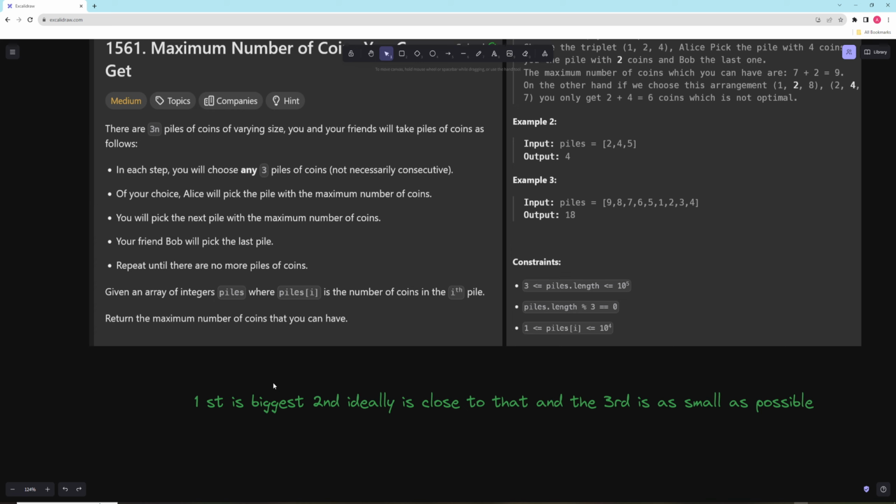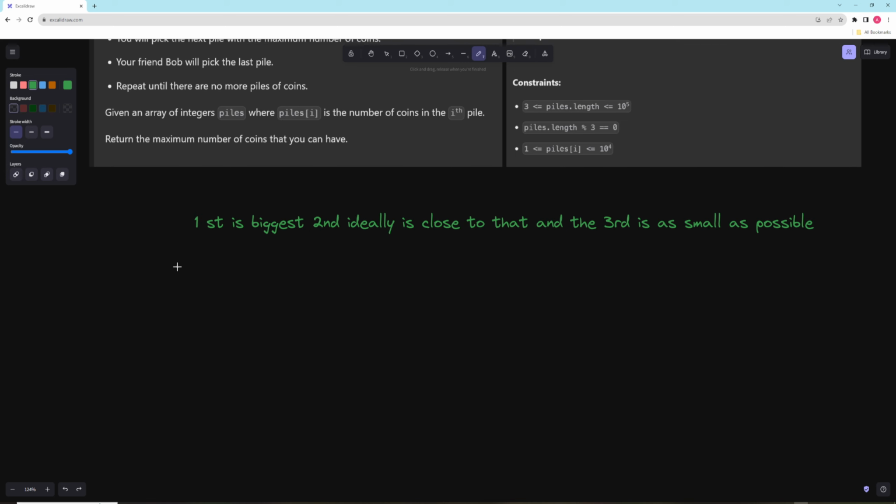So the easiest way to do this is, because we want to pick coins and know what's the biggest coin, what's the second biggest, and so on, we're going to want to sort these coins. We can do that because n is 10 to the 5th, so an n log n solution would pass. So let's sort these coins and write out what those coins would be.